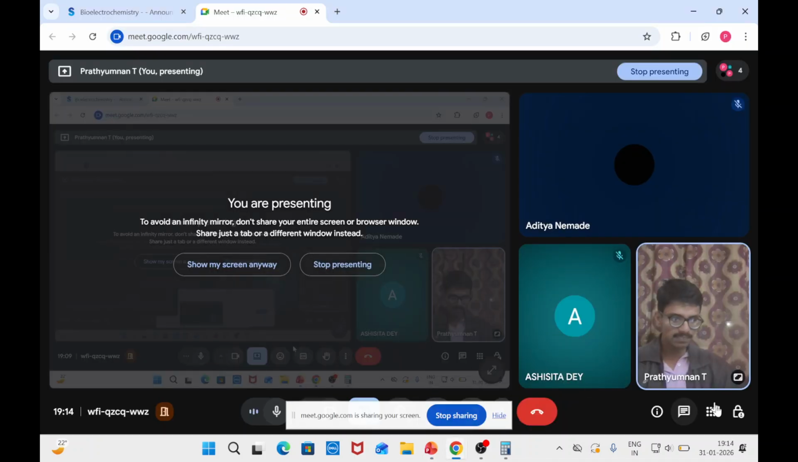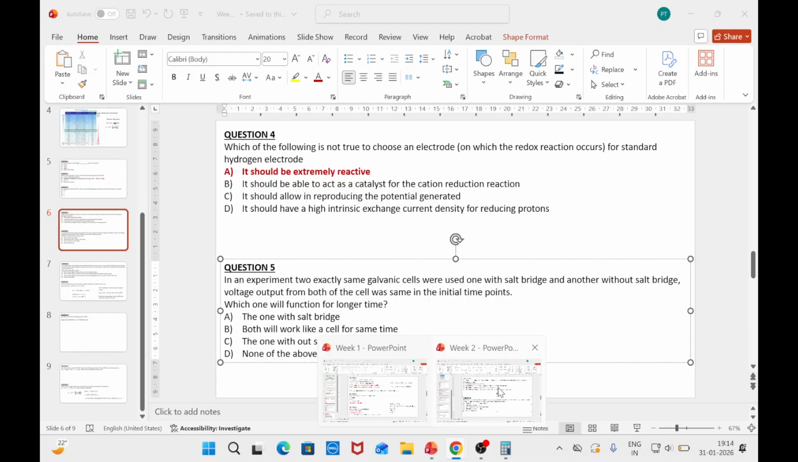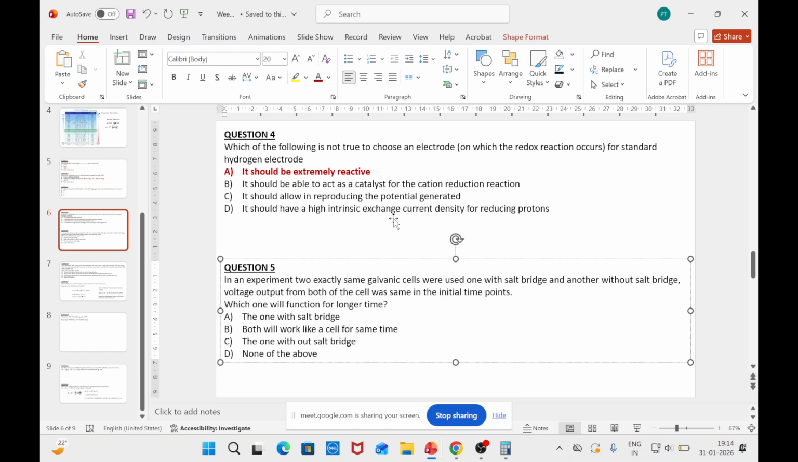Any answers? So the answer is the one with the salt bridge will have a longer function time. But my question is how?